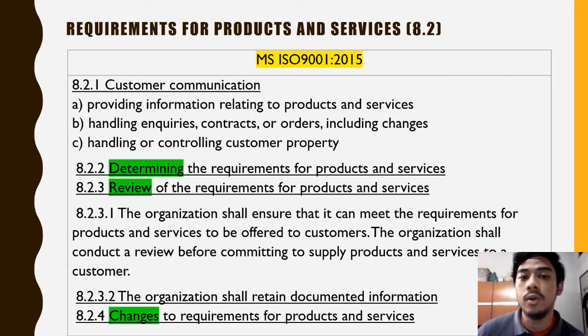So for point 2, requirements for products and services in ISO 9001 is all about determining, reviewing, and changing all the requirements for products and services. So 8.2.1 discusses customer communication, which is providing information relating to the products and services. So 8.2.2 is determining, and also 8.2.3 is review of the requirements for products and services. So 8.2.3.1, the organization should ensure that it can meet the requirements for products and services to be offered to customers. So 8.2.3.2, the organization should retain the documented information, and the last one is 8.2.4, changes to the requirements for products and services.